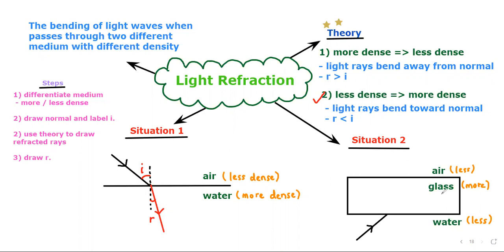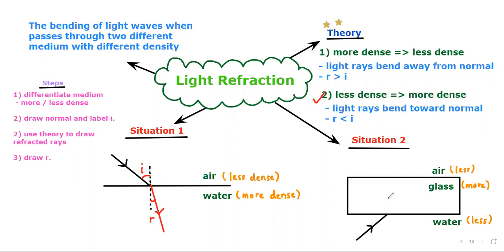Okay, there are 3 mediums here. So let's start from the incident ray here. First method, follow the same step, which is differentiate the medium first. So now the light ray is passing from the water to the glass. By comparing these 2 mediums, we know that the water is less dense as compared to the glass. So that's why this one is less dense to more dense.